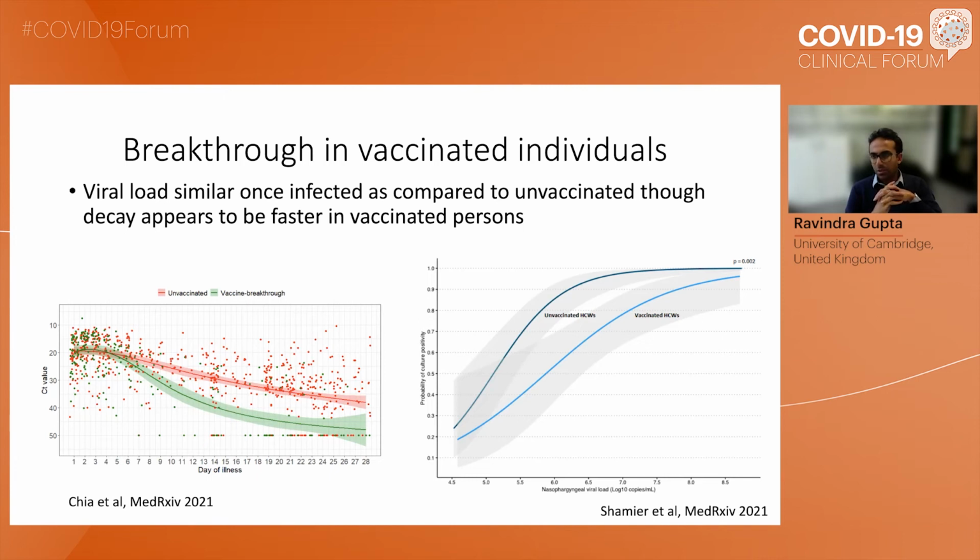On the right are some data looking at how probable it is to culture virus in the context of breakthrough in vaccinated versus unvaccinated individuals. And you can see here that the chances of isolating virus in culture is lower if the virus has come from a vaccinated individual, which makes sense in that the virus decays faster, it may be coated in antibodies and less viable for infection. So that's good news in terms of vaccination.